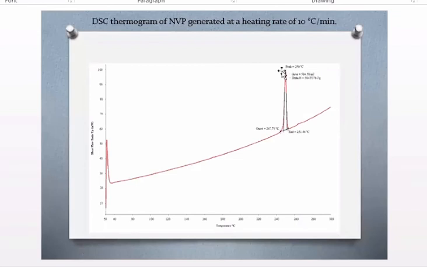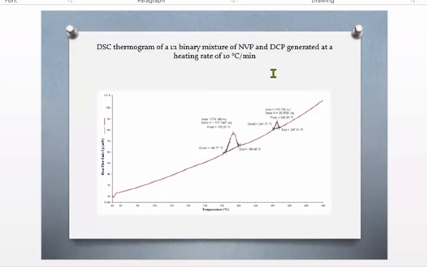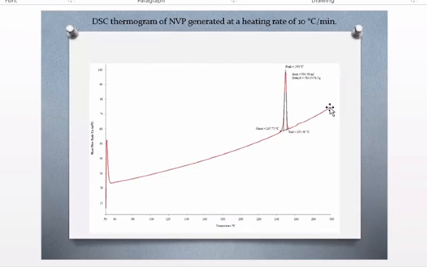So this is the melting point. And then it is going to give you the change in enthalpy, delta H. So this is nevirapine alone without any excipients. Then I combined this nevirapine with an excipient, which is dibasic calcium phosphate. So we see that here, in the first instance, I had a peak occurring at 250 degrees Celsius.